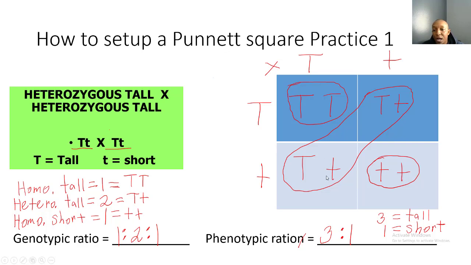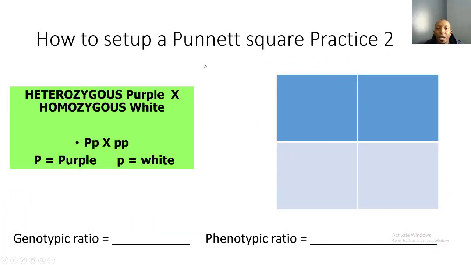So 3 of them are going to be tall and 1 is going to be short. So the ratio is 3 to 1. Now, ladies and gentlemen, you have 1 minute to set up and solve the problem. You got 1 minute beginning now.